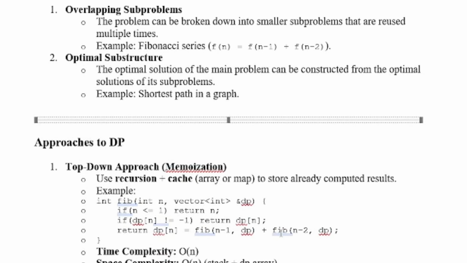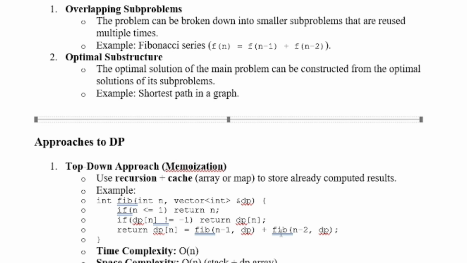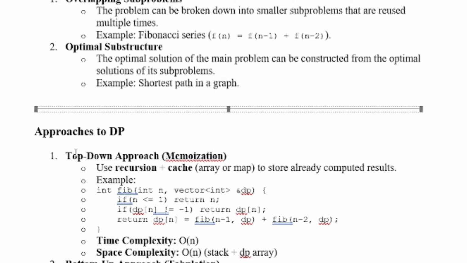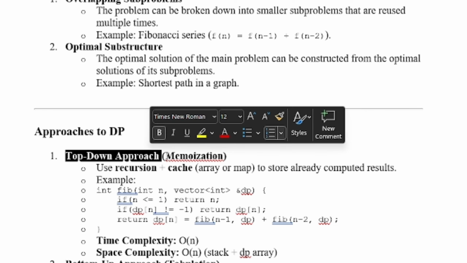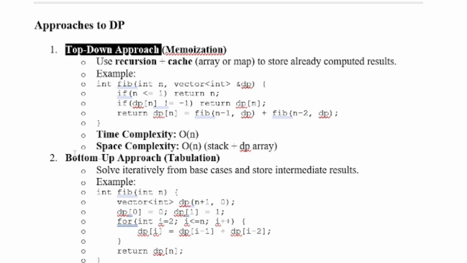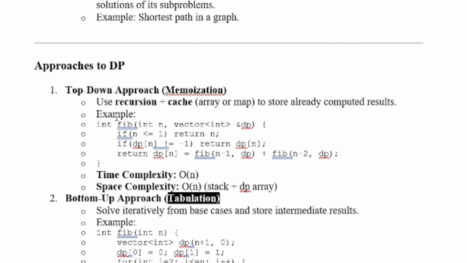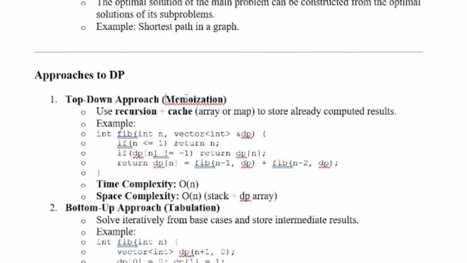Now come to the approaches of dynamic programming. Basically we have two approaches. The first one is the top-down approach, which you can call memoization. And the second is the bottom-up approach, which you can call tabulation. So first we discuss the top-down approach.